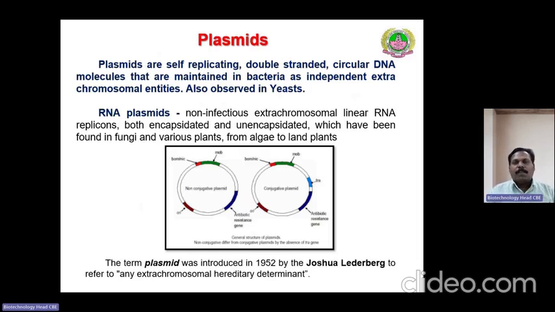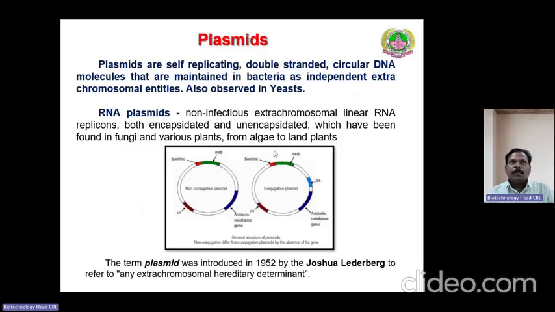And we also have a kind of plasmid present as RNA, an RNA analog similar to the DNA plasmids present in bacteria and yeast systems. But these RNA plasmids are non-infectious extrachromosomal linear RNA molecules, and they are available both in encapsulated as well as unencapsulated forms, found in some fungi as well as in various other plant species, from algae to the land plants or angiosperms. The term plasmid was introduced by Joshua Lederberg in 1952 for referring to any extrachromosomal hereditary determinant.